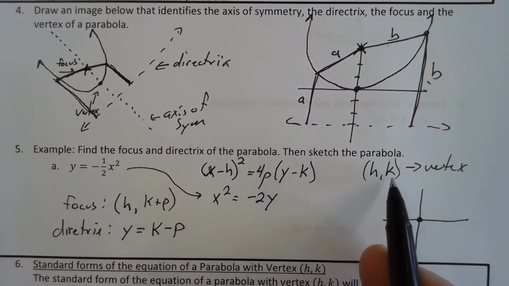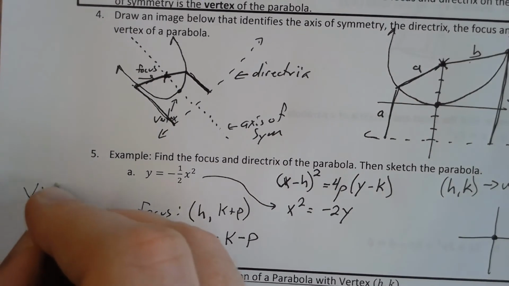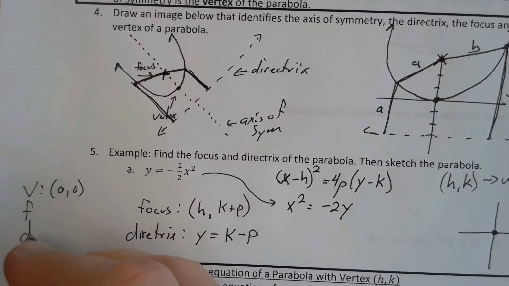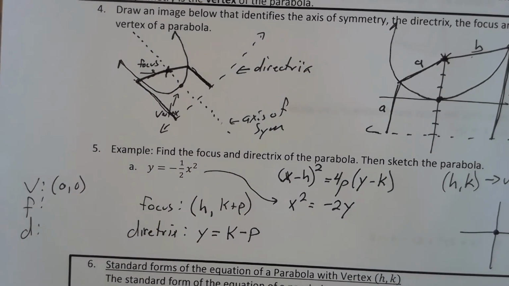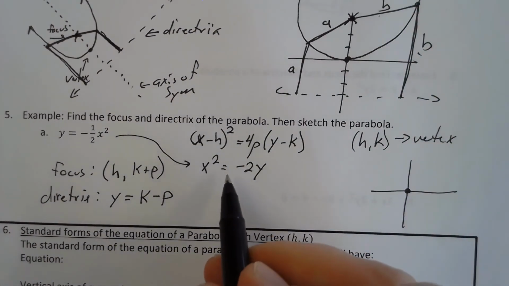So my h comma k, which is my vertex, is 0, 0. So I'm going to note that over here with a capital V, 0, 0. I like to abbreviate my vertex as V, my focus as F, and my directrix as D. Those are perfectly fine to do in terms of asking for these problems.